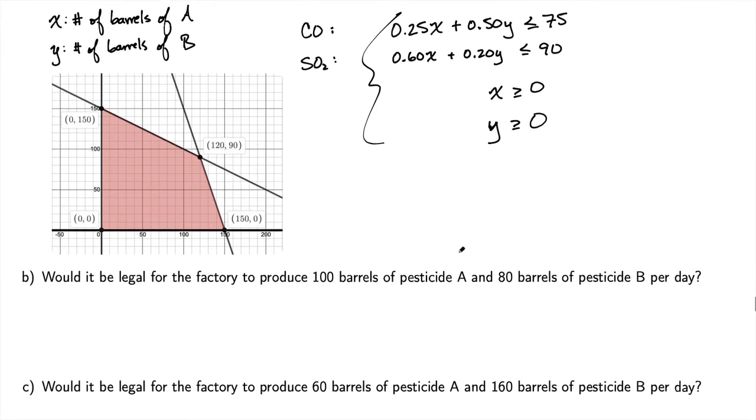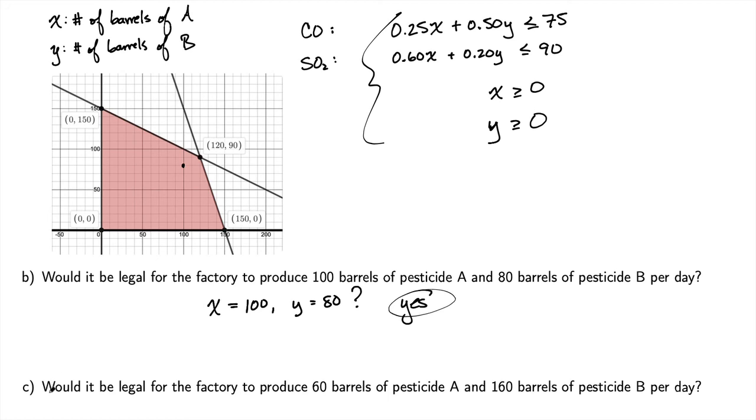Now, would it be legal for the factory to produce 100 barrels of pesticide A and 80 barrels of pesticide B per day? So this is saying, is it okay if X is equal to 100 and Y is equal to 80? So we just go here and we see, well, here's X equals 100 and Y equals 80, and it's right around there. That looks good. So yes, that would be legal.